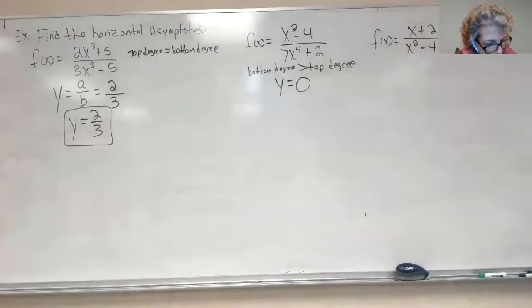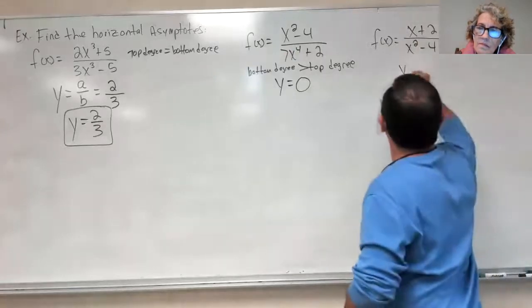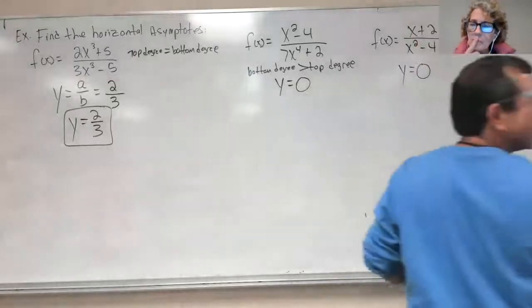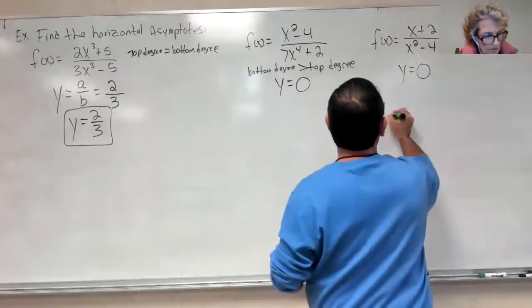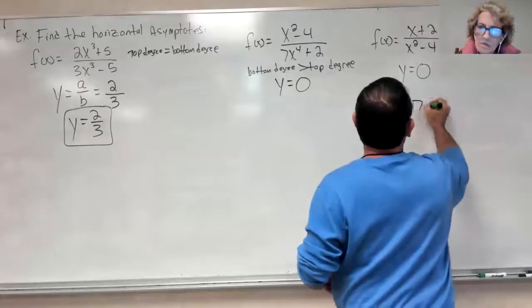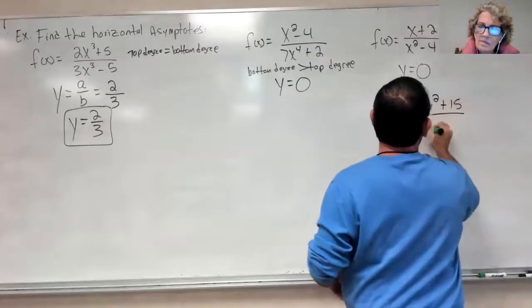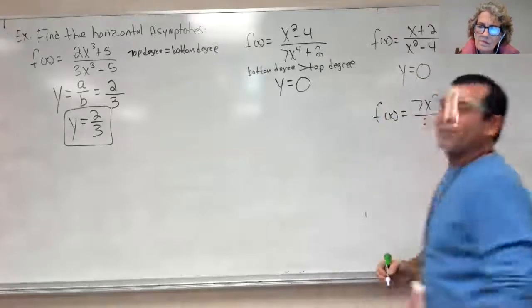Oh, I skipped a page somehow. Oh, well, he'll do that one. The bottom is still bigger. That's still going to be y equals 0. Okay. That one's supposed to be there. So let me try this. F of x equals 7x squared plus 15 over 3x minus 2.